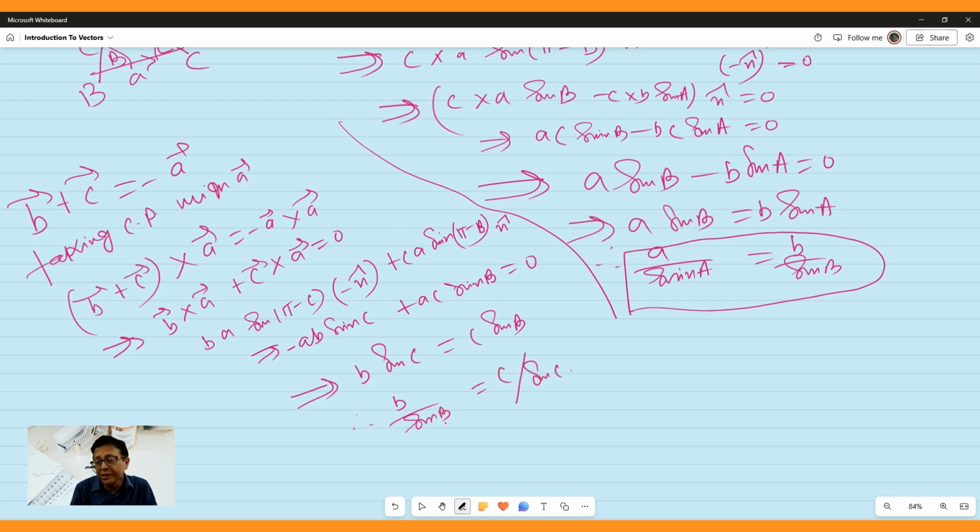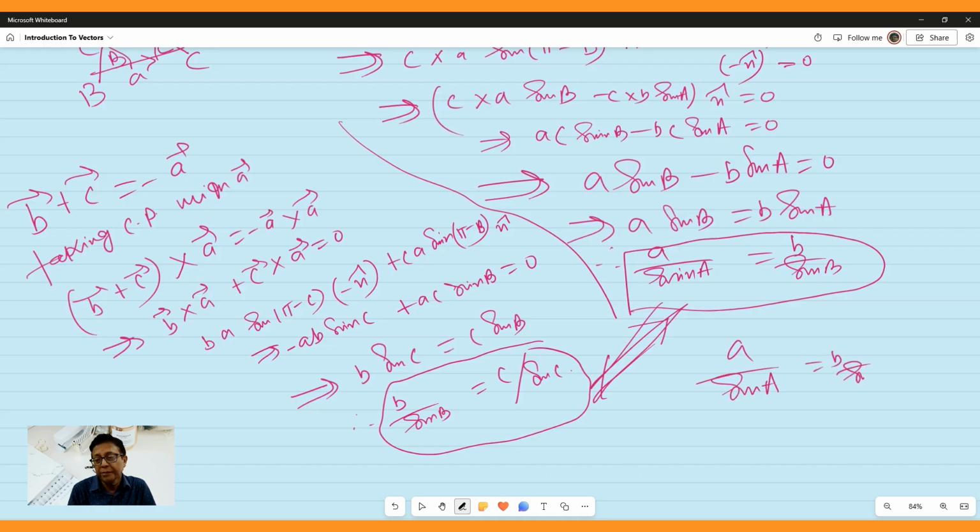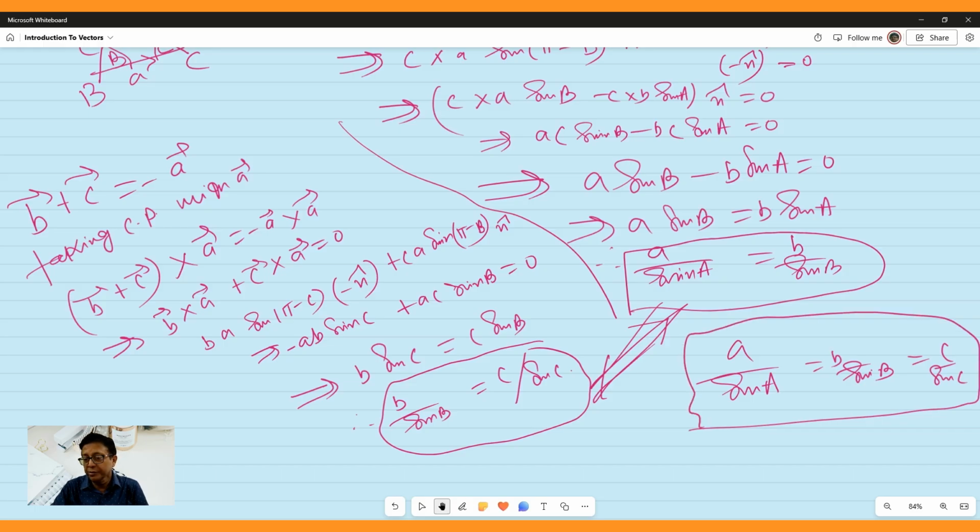So this is basically application in trigonometry of cross product. So just combine these two. If you combine these two, we will be getting A by sine A, B by sine B, C by sine C. Hope you have understood. It's okay.